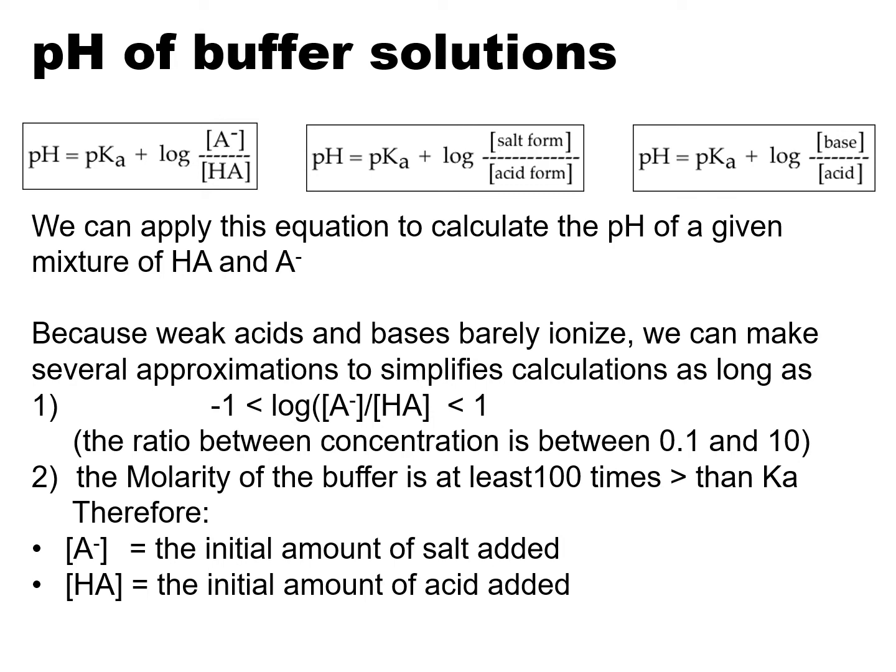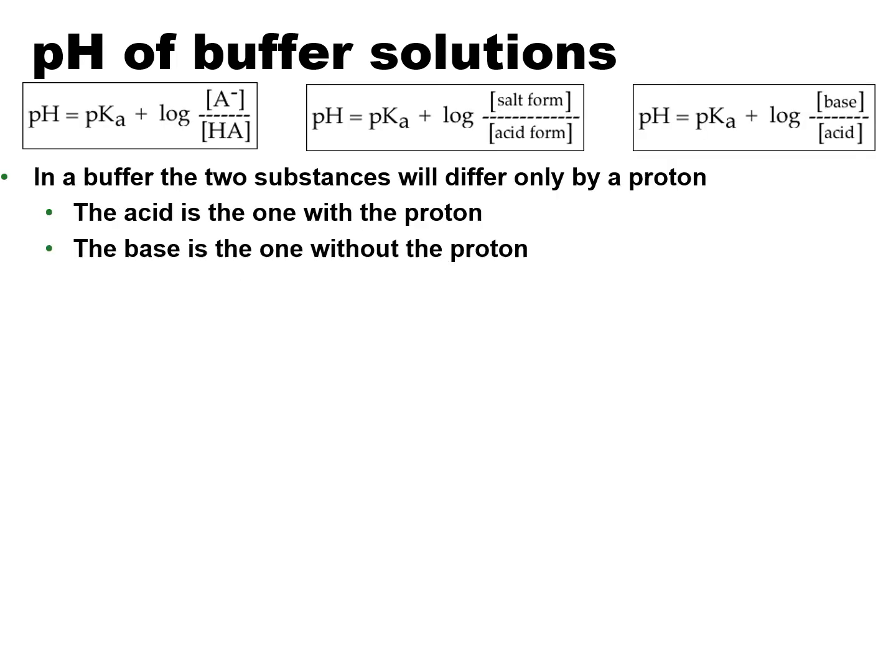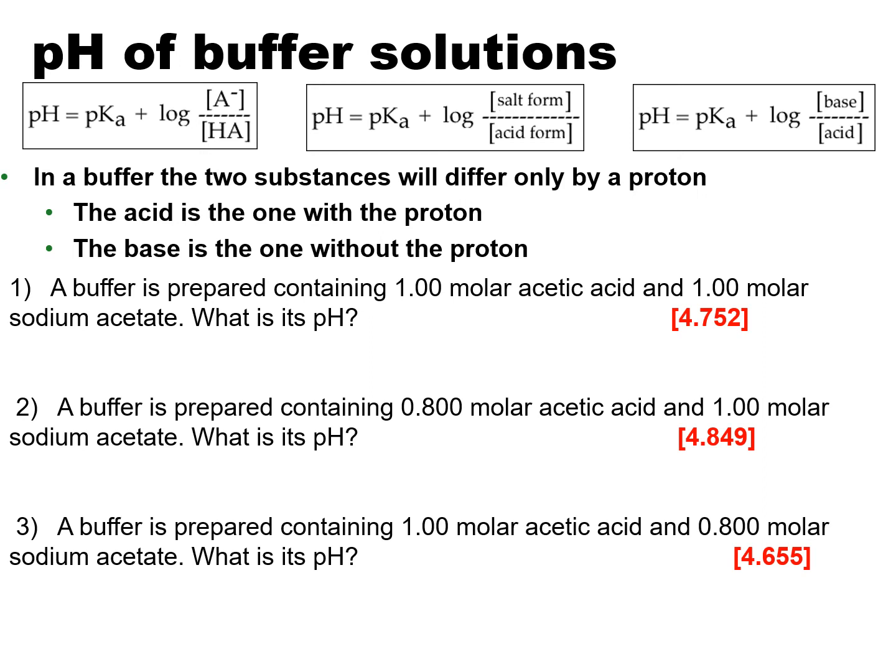So let's see how to use it to calculate the pH. Let's see some examples of calculations with the Henderson-Hasselbalch equation. For example, you have these three buffer solutions. They are all made with acetic acid and sodium acetate. You are given the equilibrium constant for the acetic acid. So you basically just have to plug the numbers into the equation.